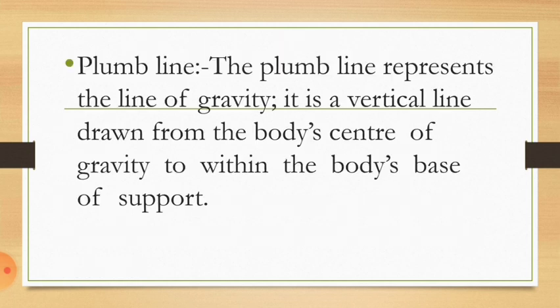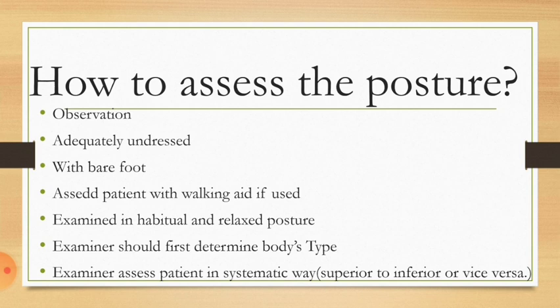Now, what is a plumb line? A plumb line represents the line of gravity. It is a vertical line drawn from the body's center of gravity to within the body's base of support. Now, how to assess the posture? Observation. Observation is the primary method of assessing posture and should be included in every assessment, looking for asymmetrical changes that may contribute to or be the result of faulty posture.